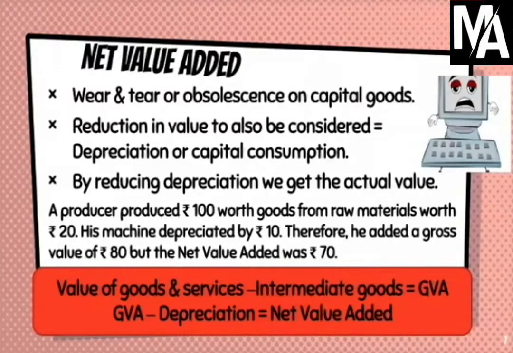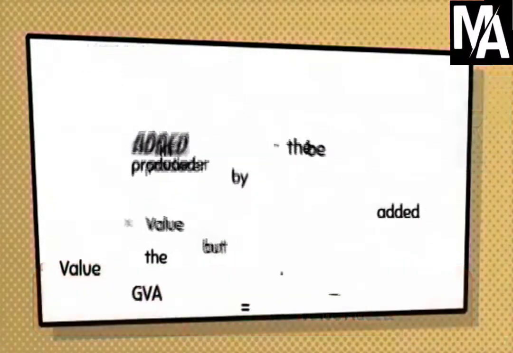So in order to simplify whatever we have been discussing till now, we have this small formula here. Value of goods and services, in the above example it's 100 rupees, minus intermediate goods, that is 20, will become gross value added, that is 80 rupees. And from this gross value added, when we reduce depreciation or capital consumption, that is 10 rupees in the above example, we get the net value added, that is 70 rupees.